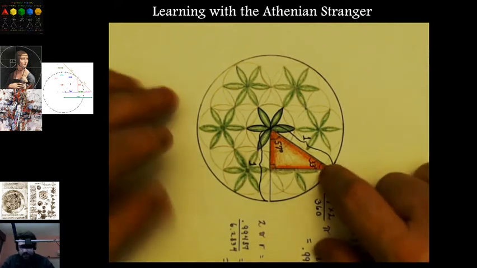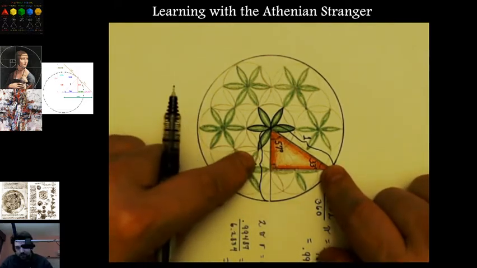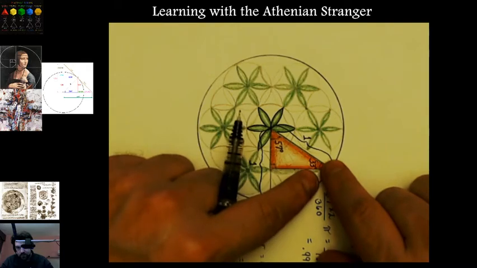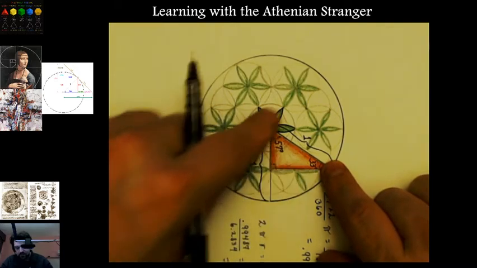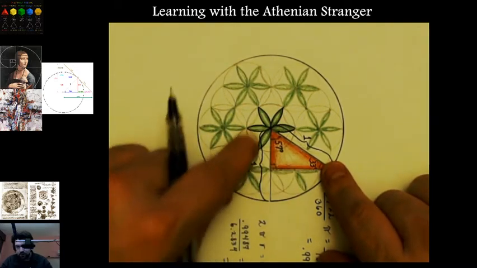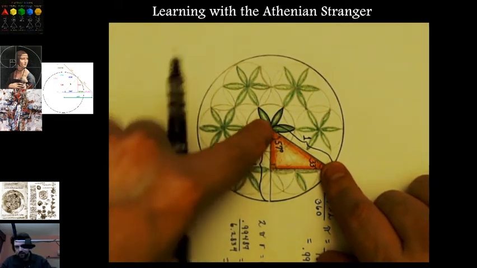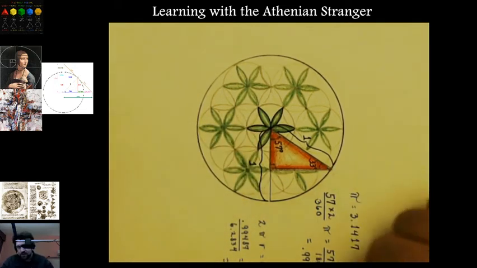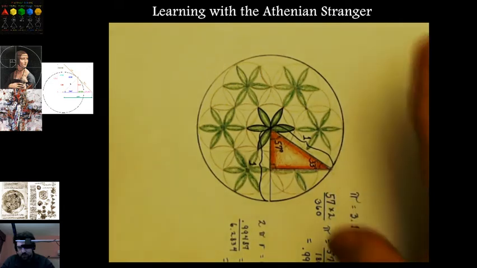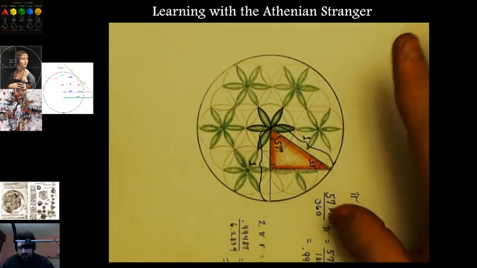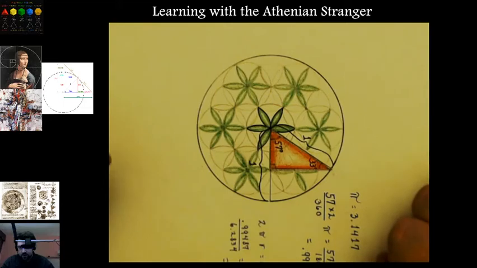33 pi over 180 is the radian measurement of 33 degrees. If I were to redraw this whole circle and I measured the radian measurement of 33 degrees, it would be 33 times pi divided by 180 for a unit circle of radius 1.